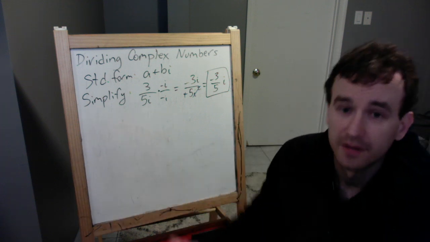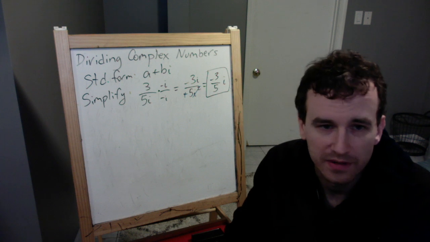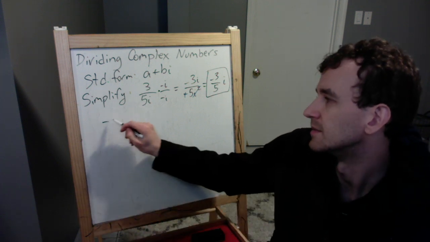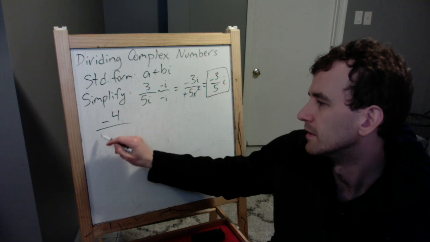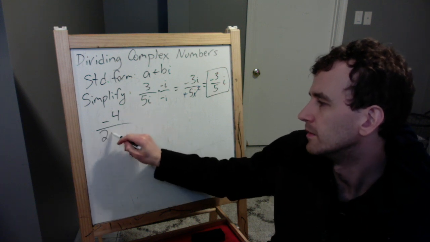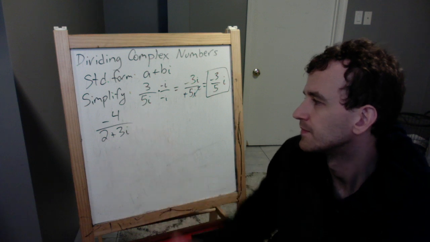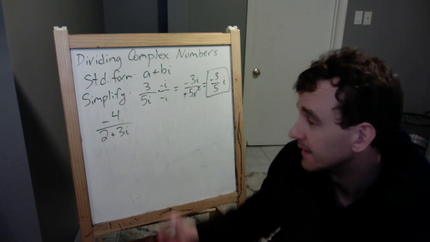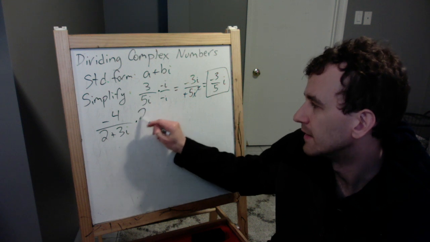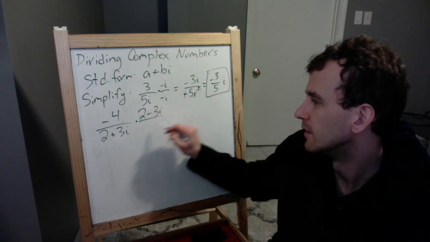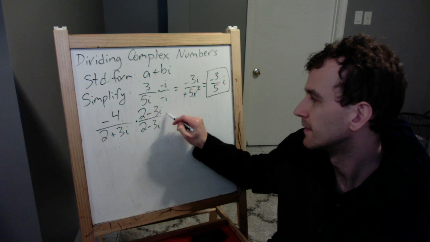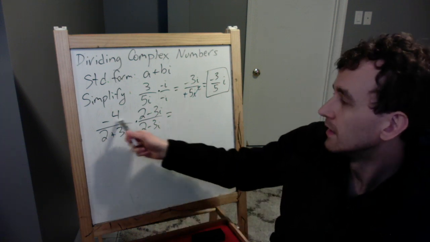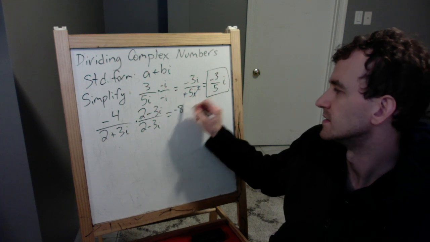Now, if we have a complex number that has both real and imaginary parts in the denominator, then we have to deal with that. Say we wanted to simplify negative 4 over 2 plus 3i. Well, to get rid of that imaginary in the denominator, we need to multiply by the complex conjugate. We can multiply by 2 minus 3i over 2 minus 3i, which means we do need to use the distributive property in the numerator there. Negative 4 times 2 is negative 8.